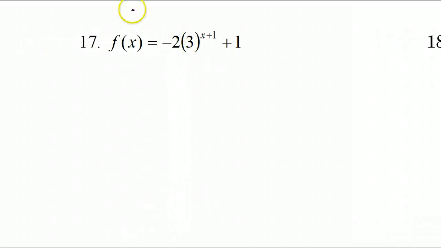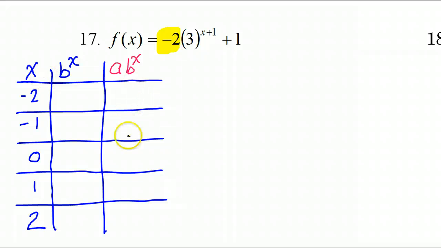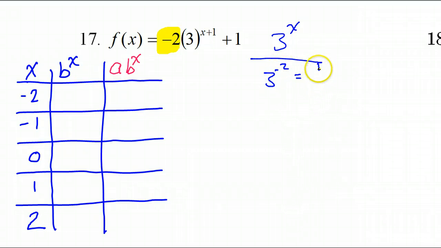Okay, once again, I see the A value staring me in the face. That means I need to do a 3-column chart. Alright, so here I've started my 3-column chart. In the first column, I just do the parent function, b to the x power, which in this case is 3 to the x power, which just means I'm doing 3 to the -2 power, which would be 1 over 3 squared, which would be 1 over 9.